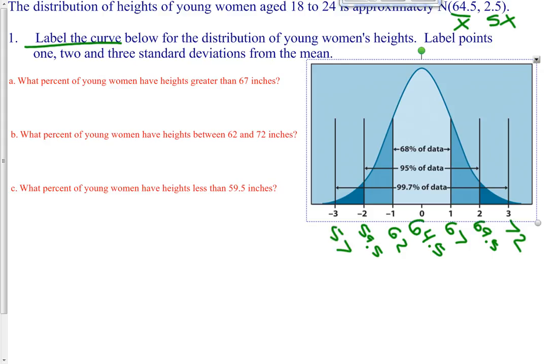So the average woman, ages 18 to 24, is 64.5. What are we talking about? Inches or centimeters?